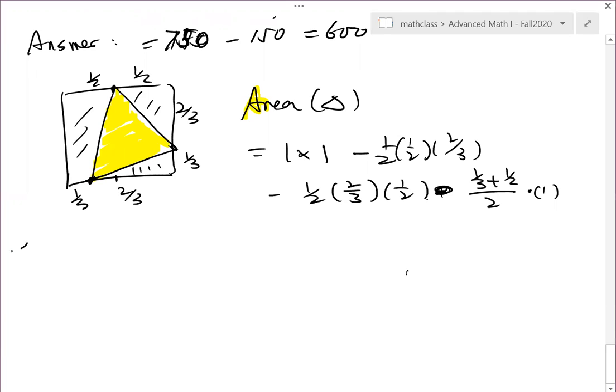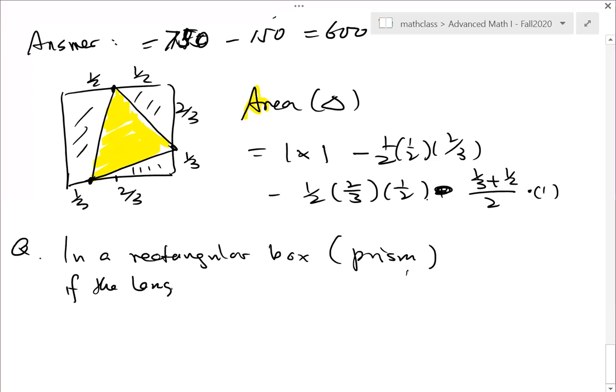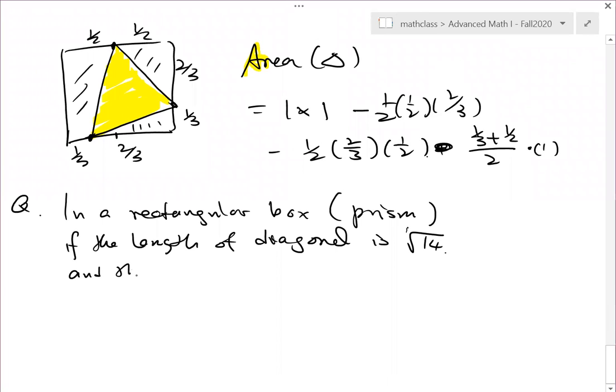My next problem is: in a rectangular box, which is also called a prism, if the length of the diagonal is square root of 14, and the total length of all edges is 24, can we find the surface area?